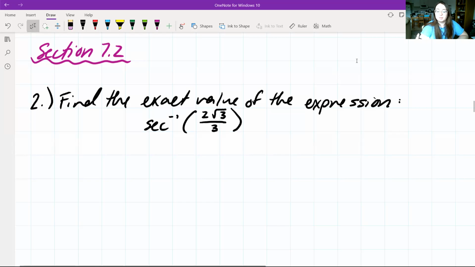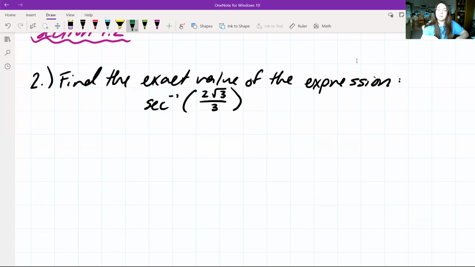All right, our second problem from section 7.2, we want to find the exact value of the expression secant inverse of 2 square root 3 over 3. So we're going to do some things first to set up this problem in a way that we would like to.